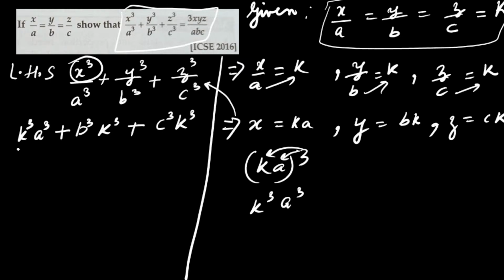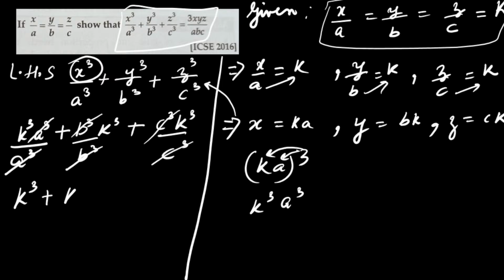If any doubt, you can just ask me. So by a cube, I'll write by b cube and by c cube. Here a cube and a cube will get cancelled, b cube and b cube will get cancelled, c cube and c cube will get cancelled. So what am I left with now? k cube plus k cube plus k cube. This is 1 k cube, this is also 1 k cube, this also. So this will become 1 plus 1 plus 1, 3 k cube.